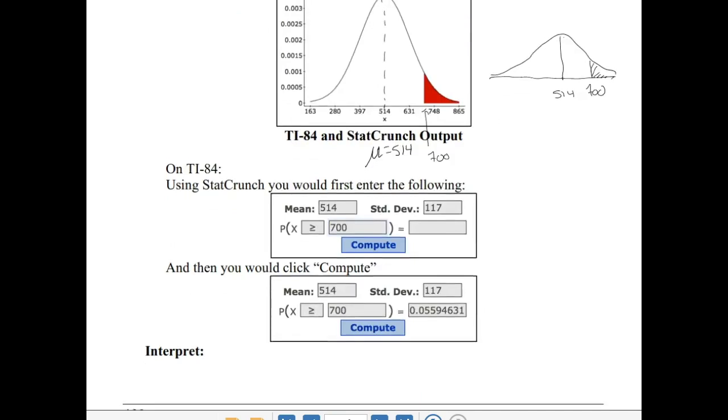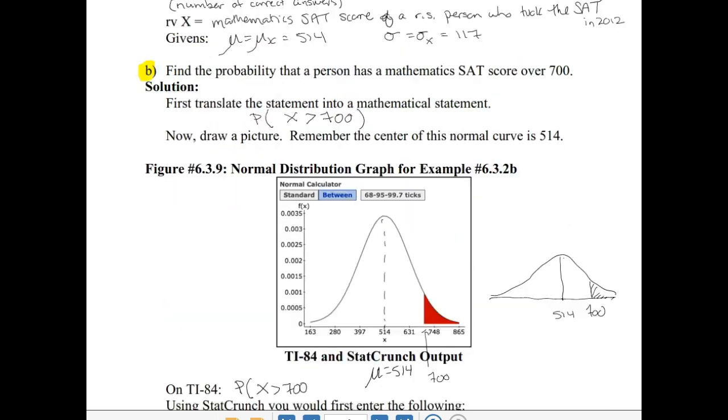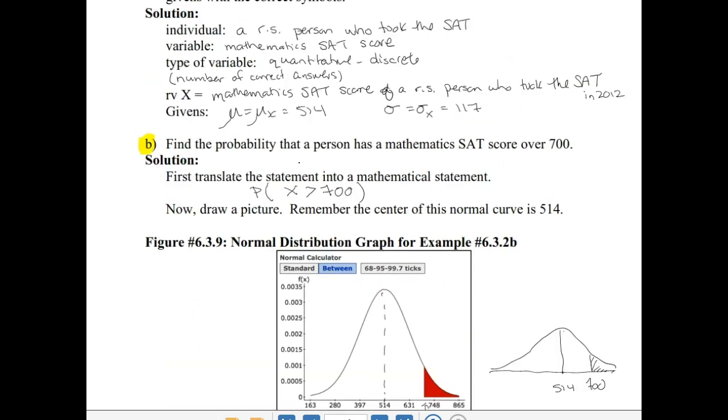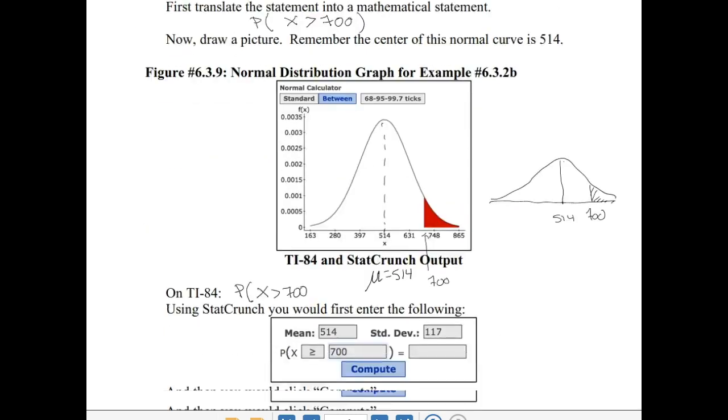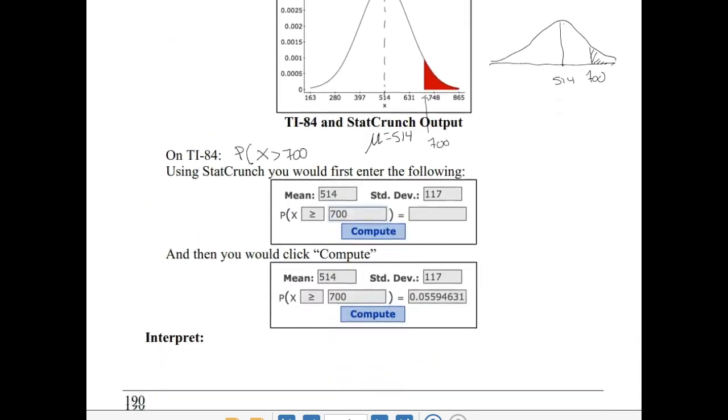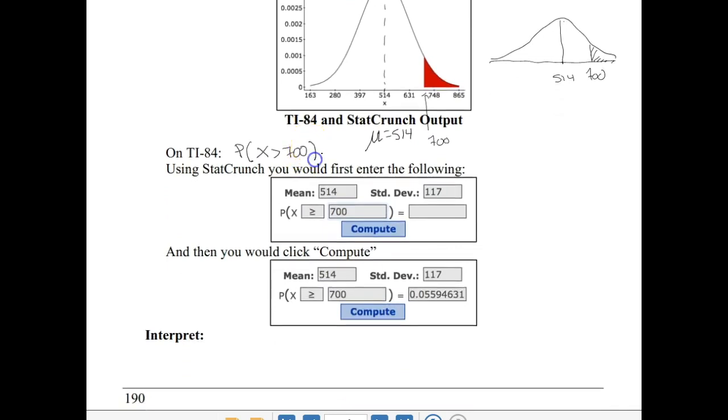All right, so on the TI-84, we would want to compute the probability of getting x greater than 700. And actually, let's go back up here for just a second. In our list of givens, we're going to put here, they did tell us that we have a normal population. That's what allows us to use the normal CDF to get these probabilities. So on the TI-84, to get the probability that x is greater than 700, we're going to use normal CDF.